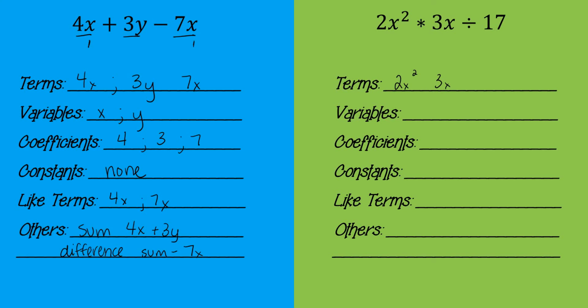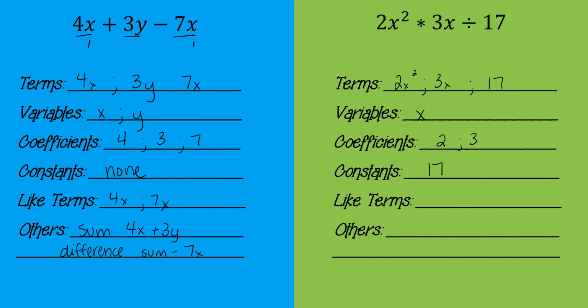Okay, back on track. So I have 2x squared, 3x, and 17, which are all terms. My variables, again, even though the x is squared, it's just the x that's the variable. So my x and my x are the same variable, so I only list it once. My coefficients are 2 and 3. And I do have a constant this time. I have 17 that does not have a variable on it.